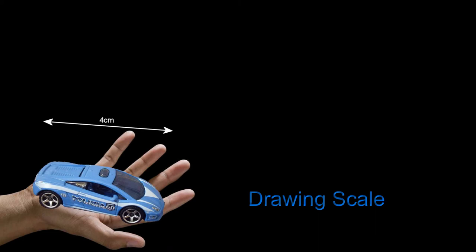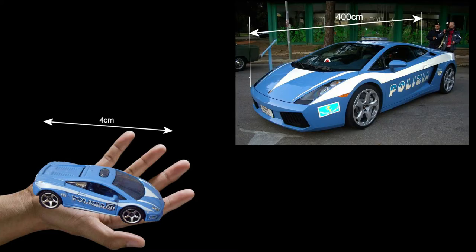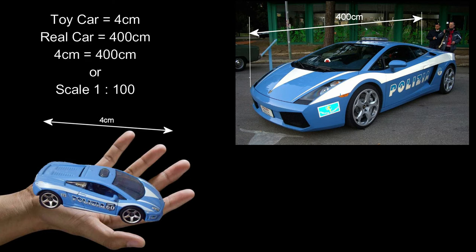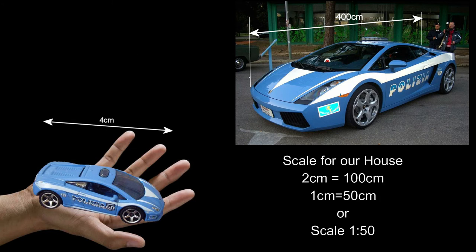What does drawing scale mean? Imagine you have a toy car. It looks exactly like a real car, just smaller. If we measured both the length of the toy car and the real car, the toy car might measure 4 centimetres and the real car 4 metres or 400 centimetres. The scale of the toy car could be said to be 4 to 400 or 1 to 100 scale. Detailed drawings should always be to a specific scale. For this house, 2 centimetres will equal 100 centimetres or 1 metre, or 1 to 50 scale.